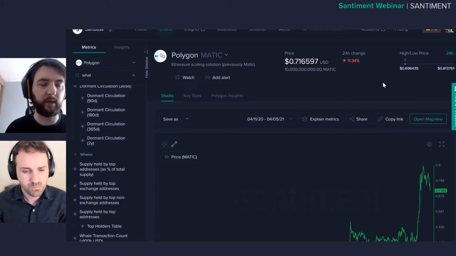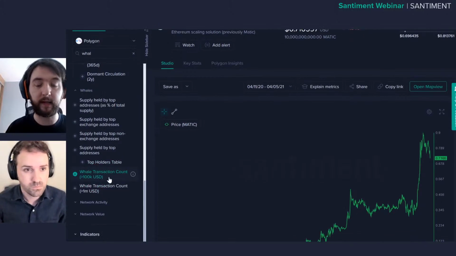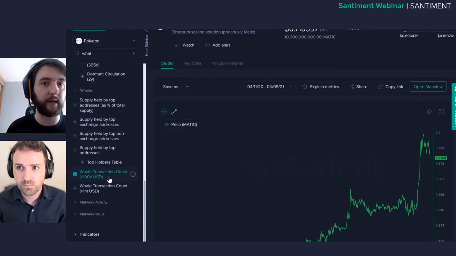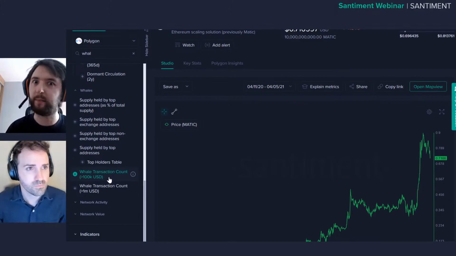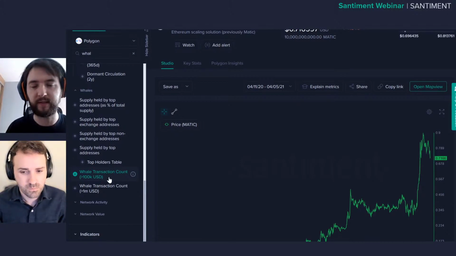So what we're going to try to show is three categories of metrics. Like I said, the first one is going to be all about whale transaction count. This is actually our latest metric as far as whale activity is concerned, but we've already done some backtests on it with some pretty promising results for a metric that's pretty much two months old.